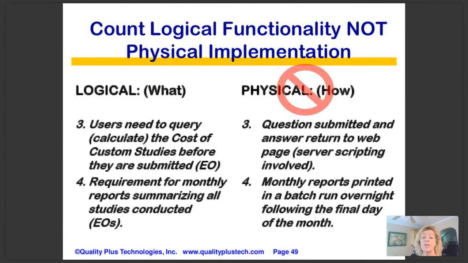Here's another example. Users need to query and calculate the cost of a custom study. So we need to inquire. We need to create something that goes out. We need to calculate the cost of something. So that's going to be an EO. We're not storing anything. We're calculating a cost. That would be an EO. We have a requirement for monthly reports summarizing. The words summarize, calculate, any of those things imply an EO. So if it says summarize, calculate, total, you know you've got an EO.